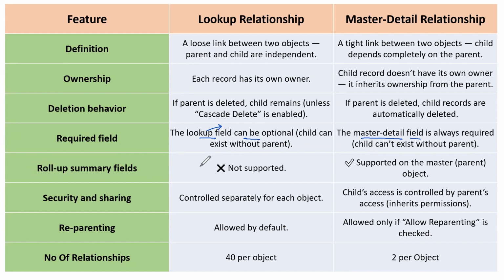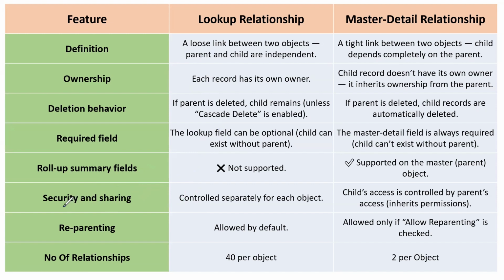Now, there is no roll-up summary field on the lookup relationship. Roll-up summary fields are not supported. In case of master detail relationship, roll-up summary fields are supported, and they are always created on the master object. And what do they do? They simply roll up the detail and show it on the master record.